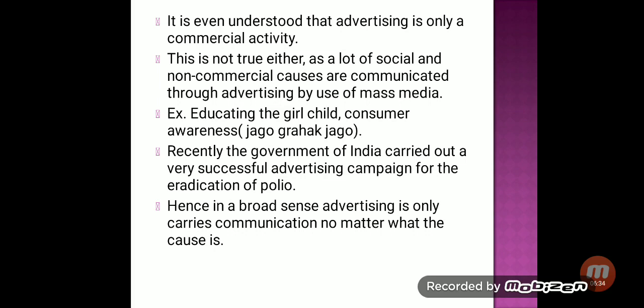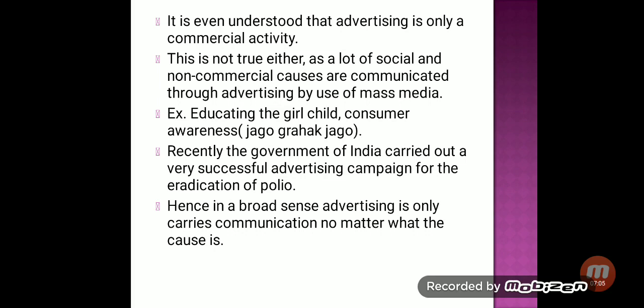So whenever the government is promoting things like Jago Grahak Jago, Beti Bachao, Beti Padhao, Swachh Bharat, Swasth Bharat, the government wants to create awareness and does not have the objective to earn profit. So it is not true that advertising is a commercial activity every time. Sometimes it is done for a social cause also.